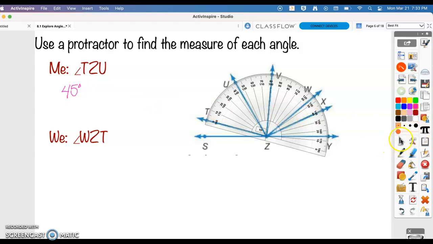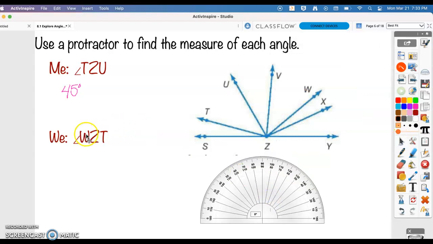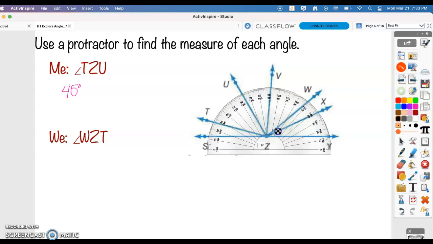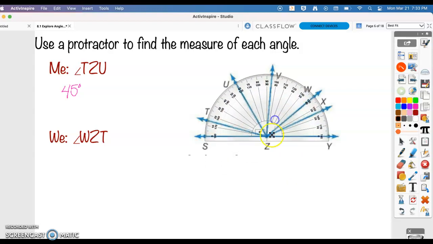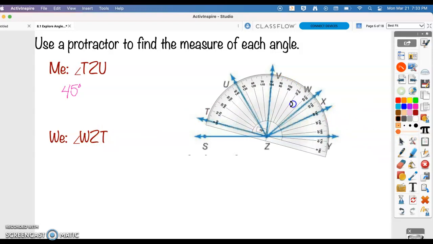Okay, I'm going to go ahead and rotate my protractor back to 0 degrees, and I'm going to move it off. Okay, and we are looking for WZT this time. So WZT. This is a big angle, so it's probably going to be greater than 90. So I'm going to line up that 0 again, right there on that point, and I'm going to rotate it so that it's on either W or T. I'm just going to rotate mine so it lines up with T.